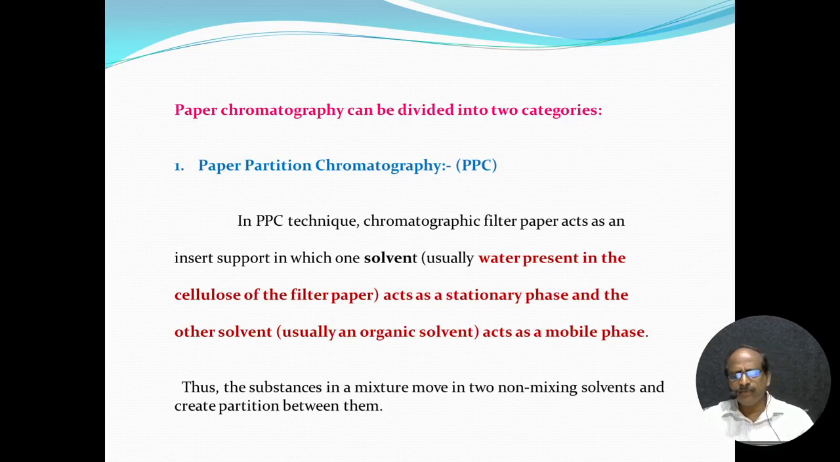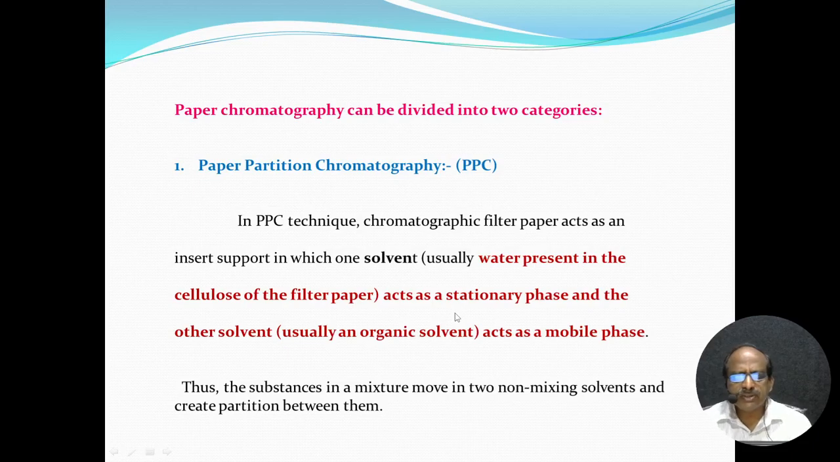Paper chromatography can be divided into two categories. One is paper partition chromatography. In paper partition chromatography, the filter paper acts as an inert support, to which the solvent, usually water present in the cellulose of the filter paper, acts as the stationary phase, and the organic solvent acts as the mobile phase.